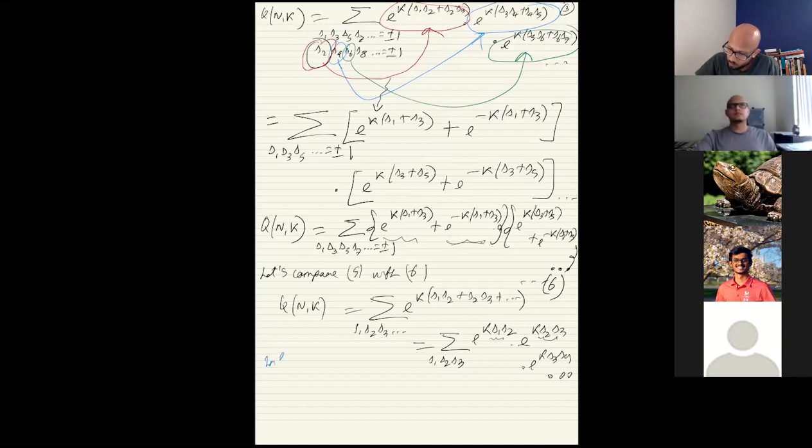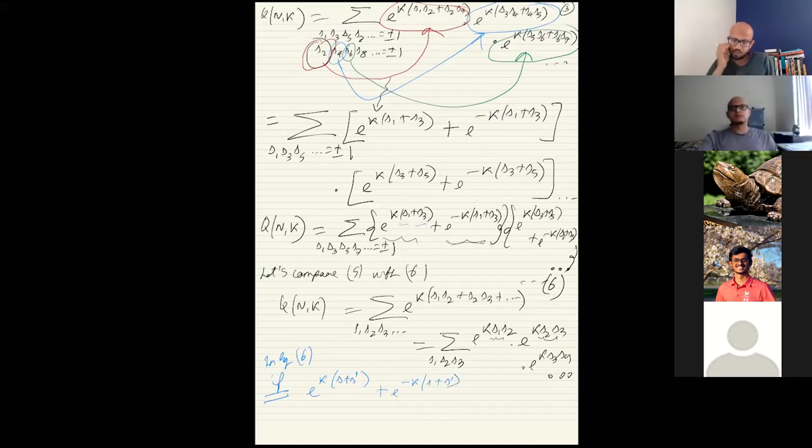In equation 6, if, and this is a big if, we could write down e to the power k (S1 plus S3) plus e to the power minus k (S1 plus S3). In fact, let's not just think about S1 plus S3. Let's think about any pair of two spins, S plus S prime, because that is the general form, right? S plus S prime.